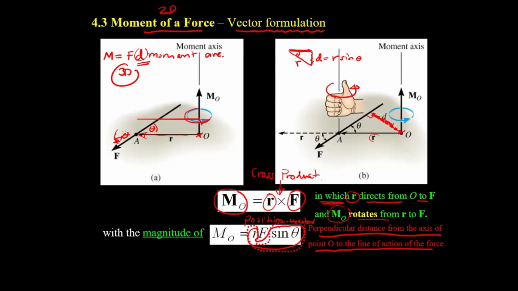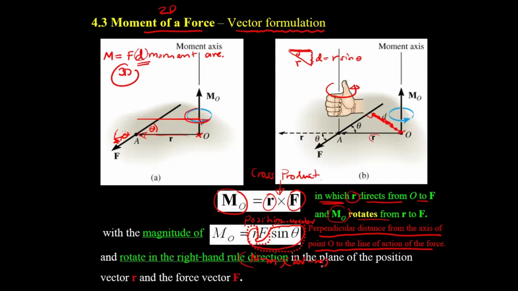This is going to be in the unit of force, can be Newton, and the distance in meter. Sometimes it can be in the form of kilonewton meter. And then following this one, it is going to rotate in the right hand direction, from R to F.